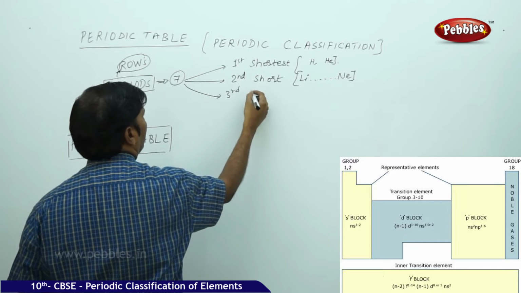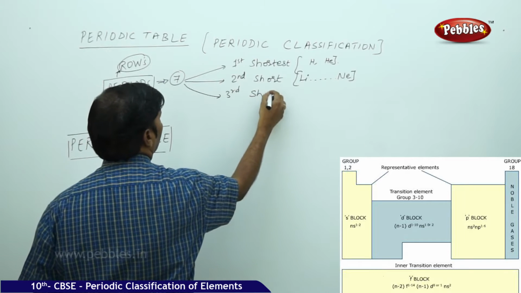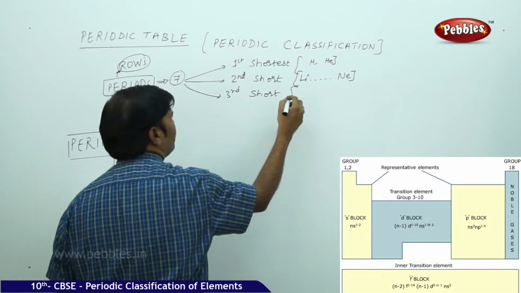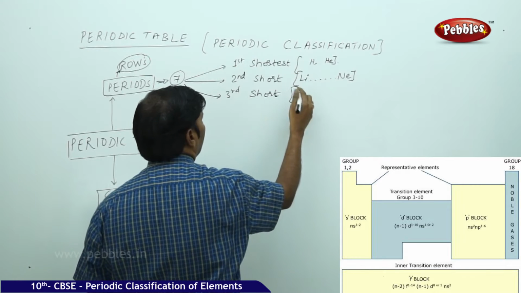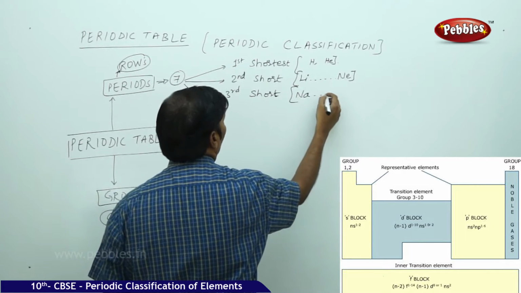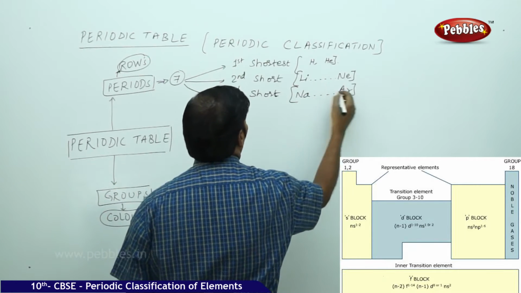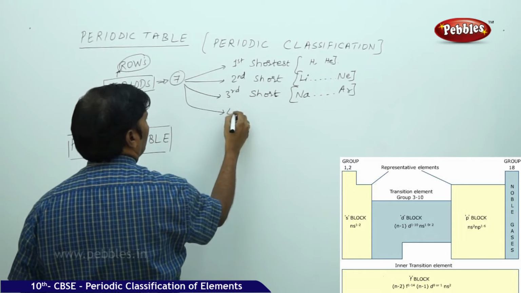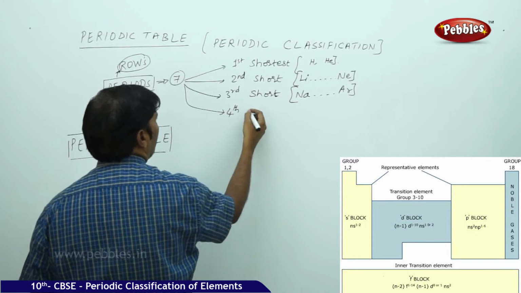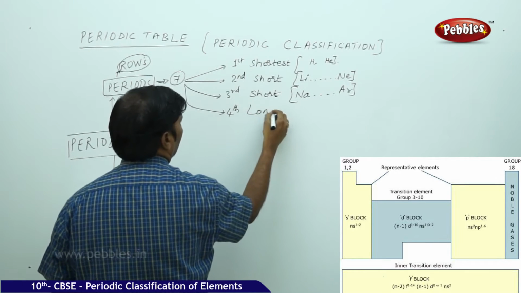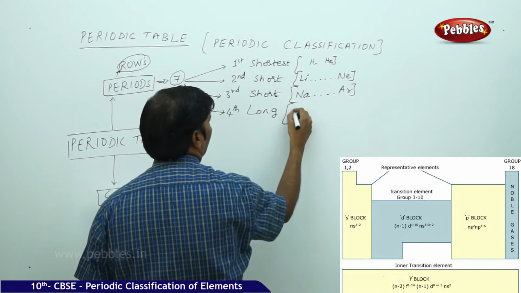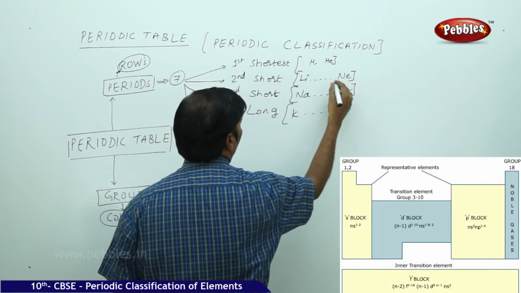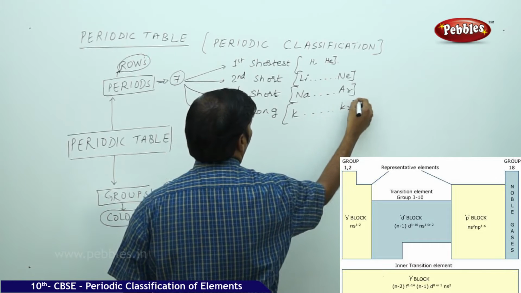Third is again a short period. It starts with sodium and ends with argon. Fourth is a long period; it starts with potassium and ends with krypton.